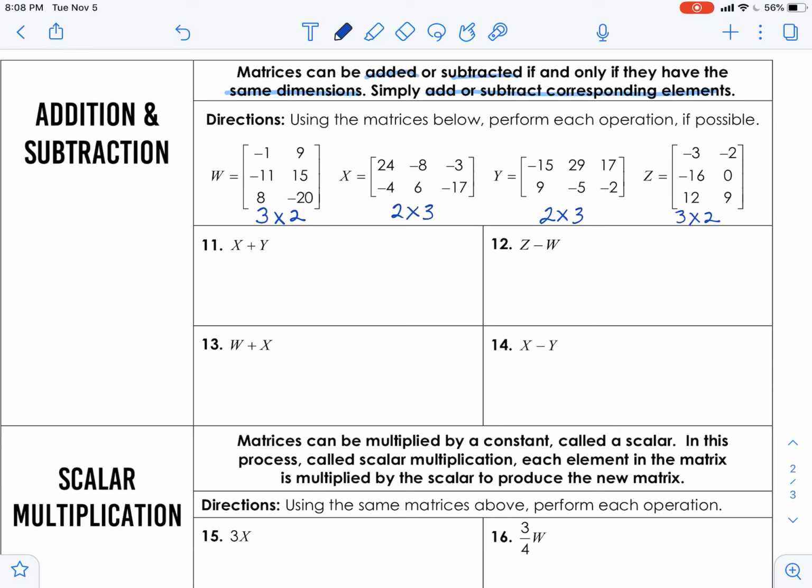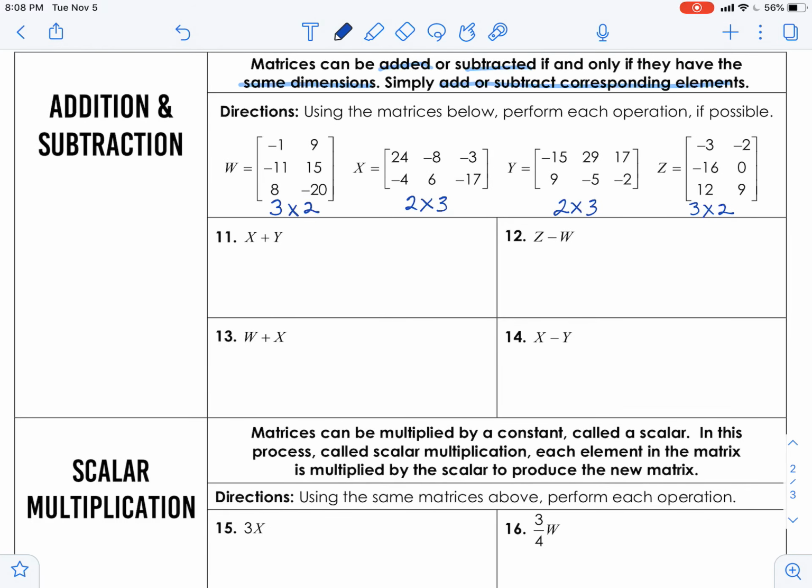So when I look at this, can I add X to Y? Do they have the same dimensions? And the answer would be yes, they do have the same dimensions. They're 2 by 3s. So when you're adding a 2 by 3 to a 2 by 3, your result is also a 2 by 3.